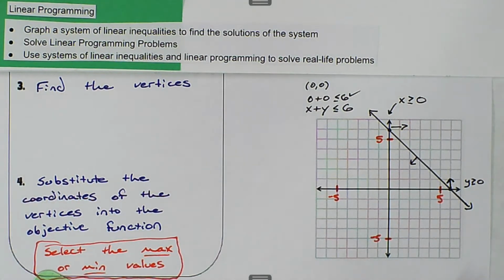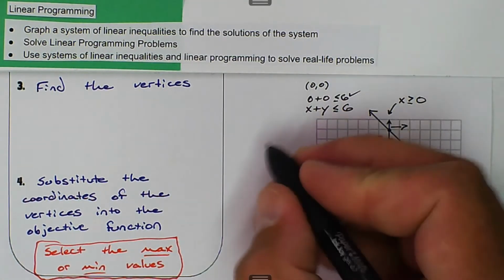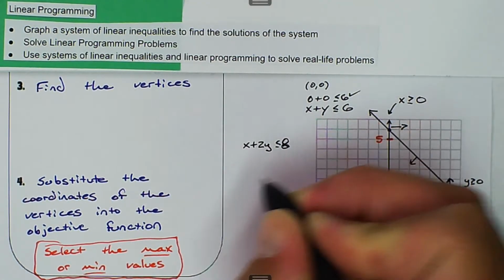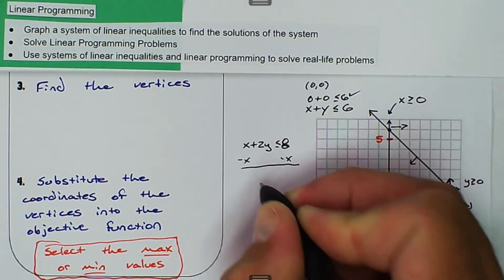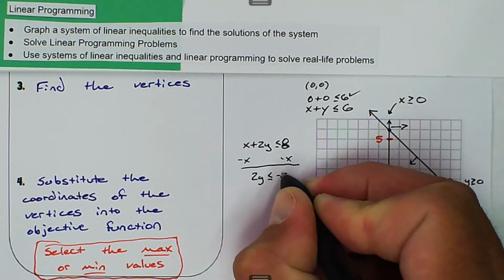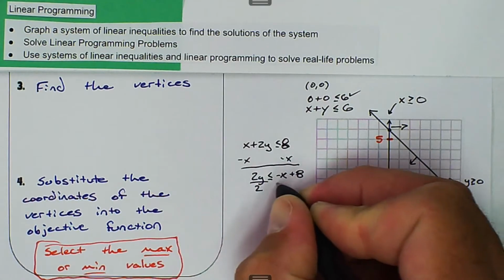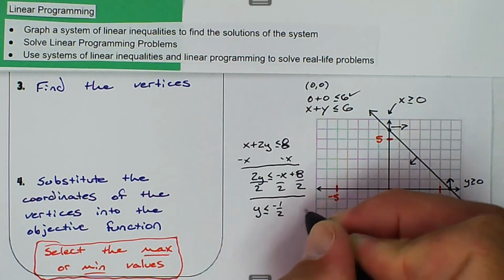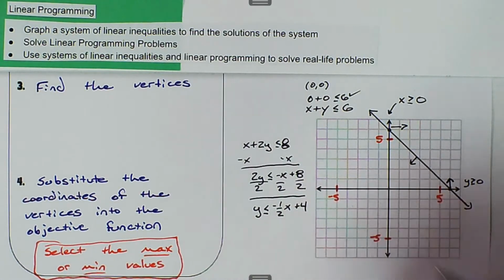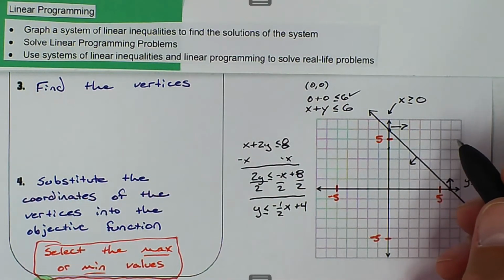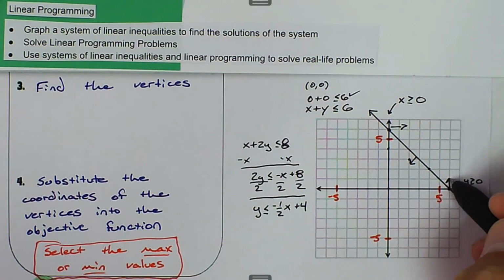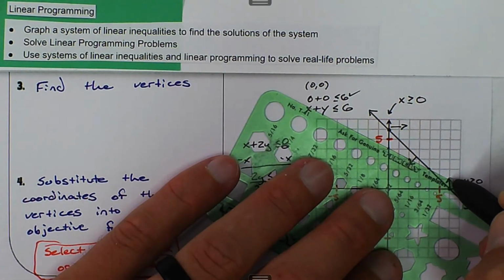And so we have x plus 2y is less than or equal to 8. We can subtract x: 2y is less than or equal to negative x plus 8. Divide by 2, and then we get y is less than or equal to negative 1/2 x plus 4. And then we can graph that one. So we start at 4, and then we have a slope of down 1 over 2, down 1 over 2, down 1 over 2, and we have that graph that goes through there.